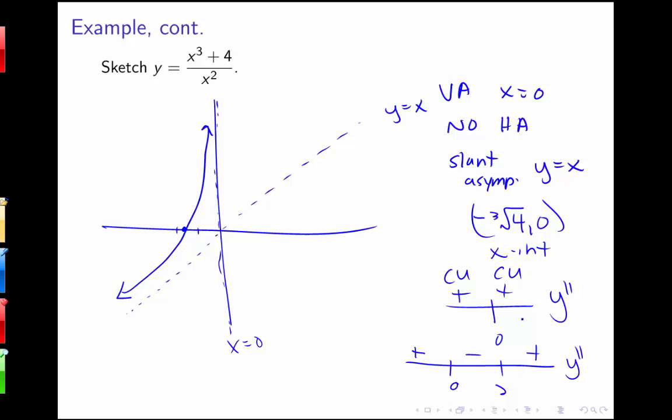Oh, I also had a local min. My local min was occurring at (2, 3). So (2, 2) would occur on the line, so (2, 3) is a little above the line. So somewhere around there I've got my local min, and I've got to be approaching these asymptotes. So I do something like this and then approach this line. So there's my asymptotes and the sketch of my graph, where this point down here is my local min.